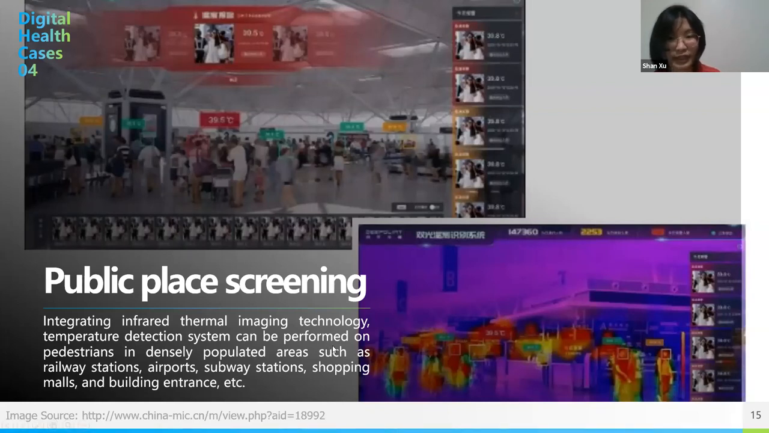Additionally, AI could also help with public place screening, especially during the society recovery stage, when public place screening could be very helpful and important. This picture just shows a kind of non-contact temperature detection system. It could be used in very densely populated areas such as the railway station, the airport, the building entrance, etc.